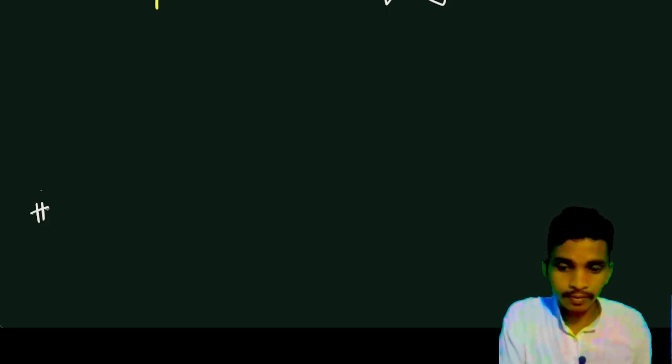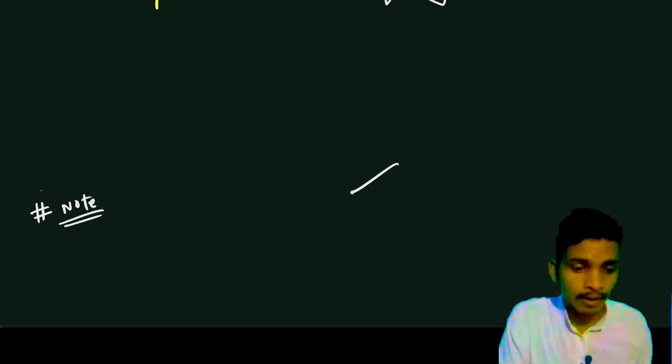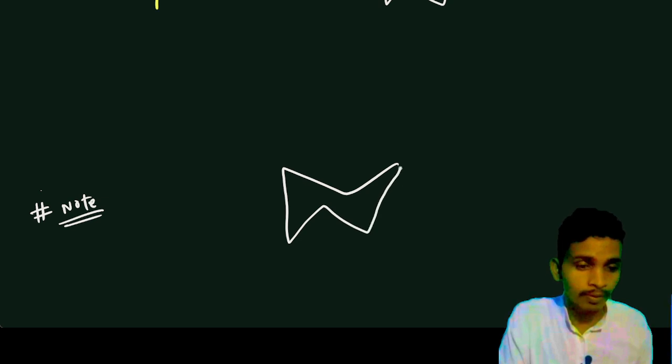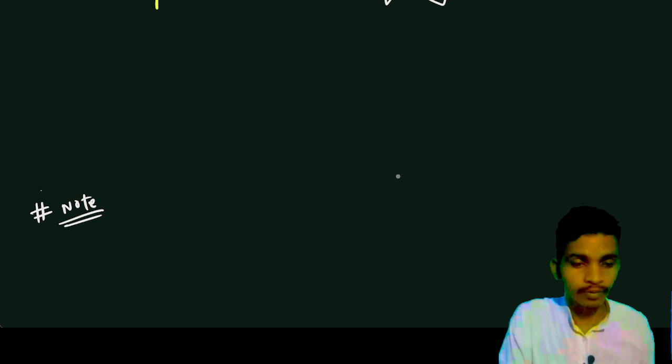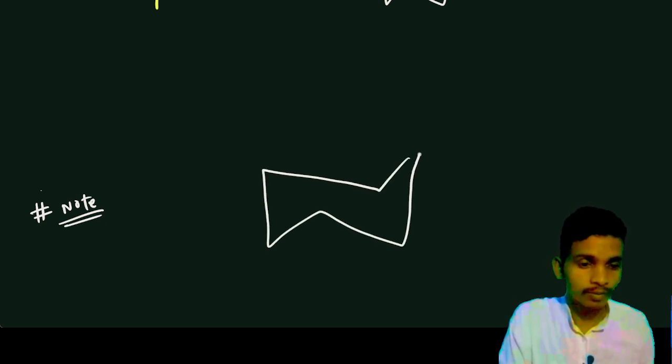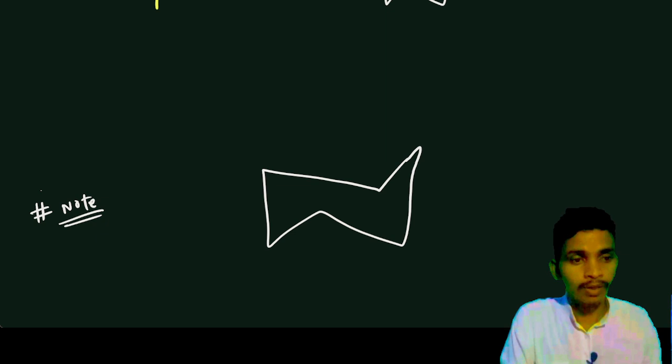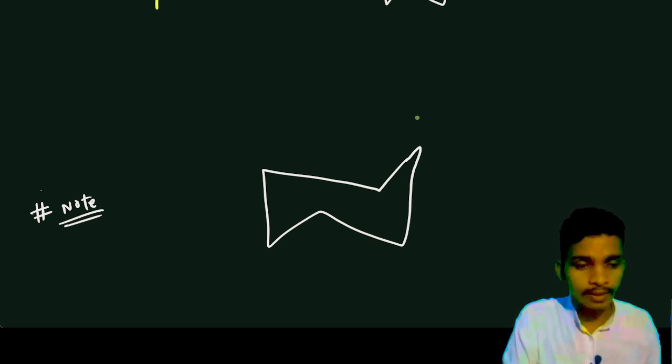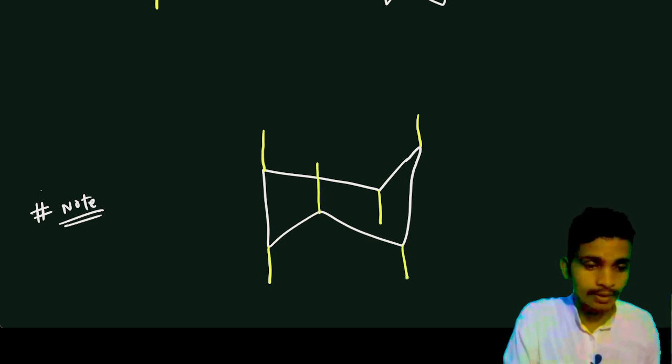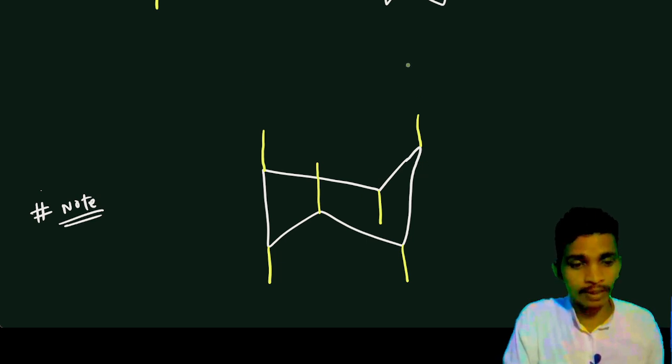So before that, note this, that I have already discussed these things. This is the chair form. What we have seen here, see, these are the axial positions. What are the straight lines? This is axial, and this is axial, and this, and here this is axial, and here this is axial.